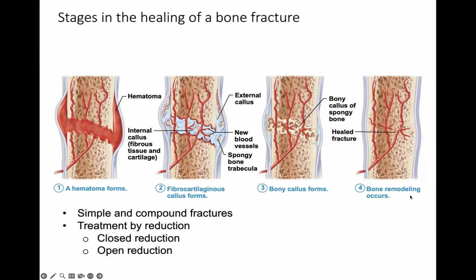Now, this is very straightforward, right? If we would have to put anything like plates or pins in here, if it was a really nasty fracture, this would just be occurring in addition to that. The plates and the pins are helping during this process, okay? They may stay in there, they may not.